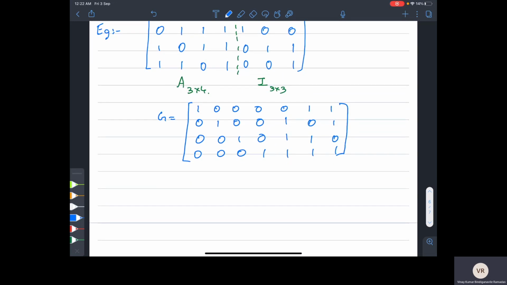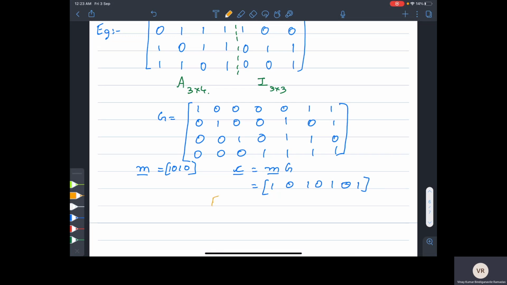All right. Now, for example, if you have a particular message M to be 1010, you can actually find the code word by doing M times G, and I think you'll get something like this. Okay, so this can be checked.